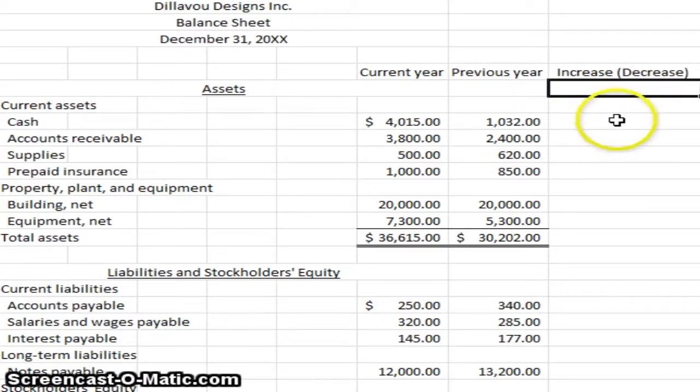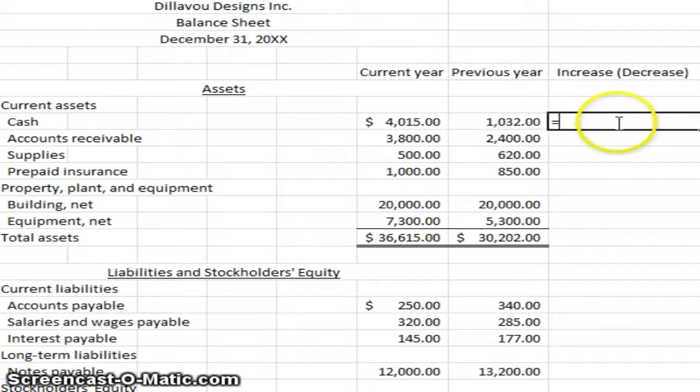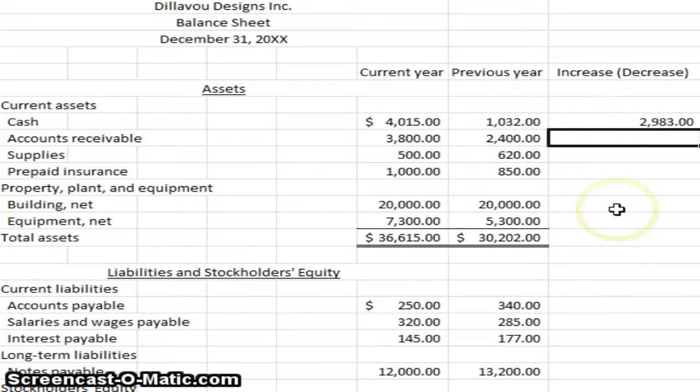Okay, so I'll just put a little formula, make it quicker. So for instance, cash increased from last year to this year by $2,983. And guess what? That is the answer we're looking for on our cash flow statement. So I actually know the answer before I start. Before I even start making up my cash flow statement, I know that when I get done, it should say 2983, because that's the whole point of the cash flow statement, to figure out why cash increased by 2983.